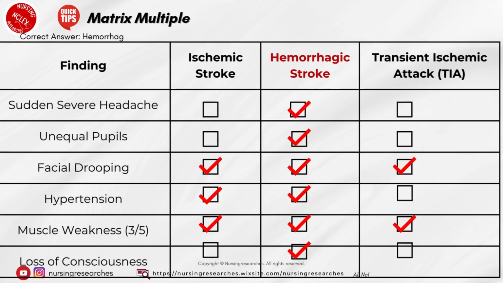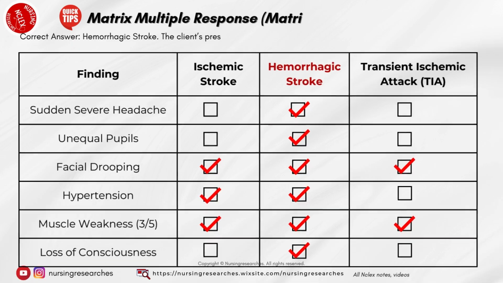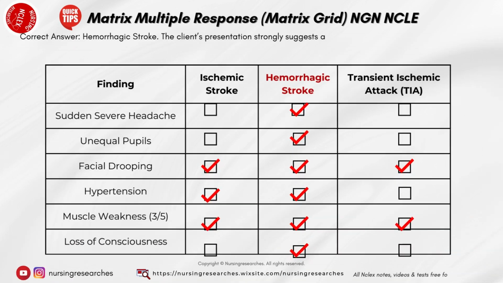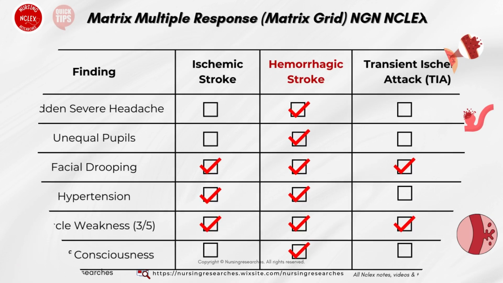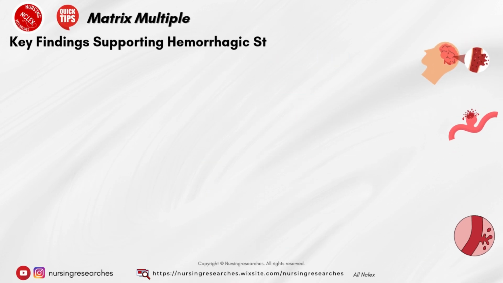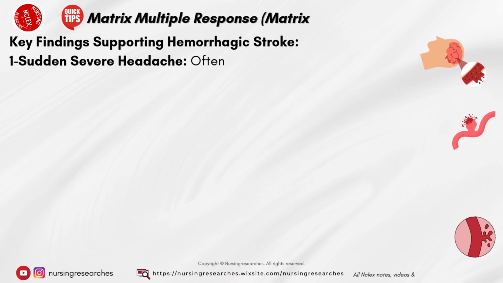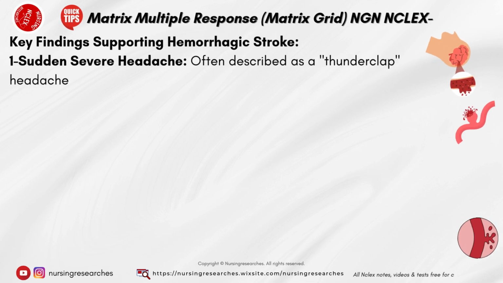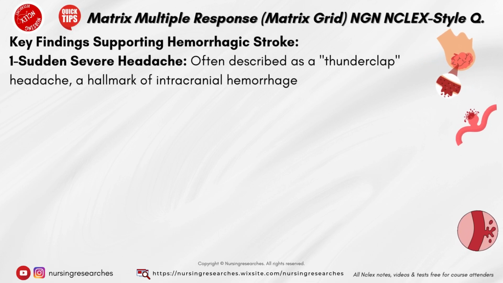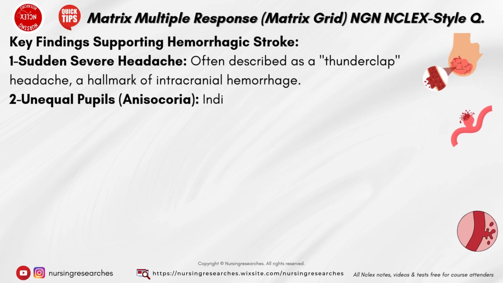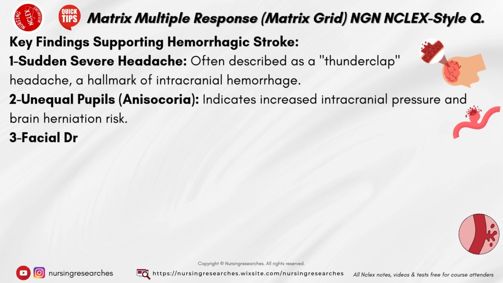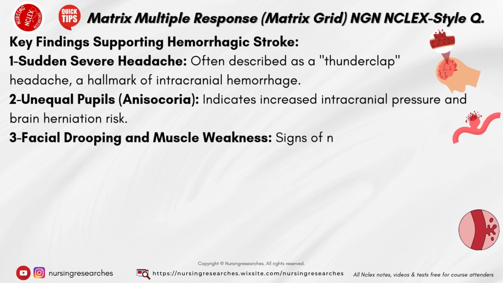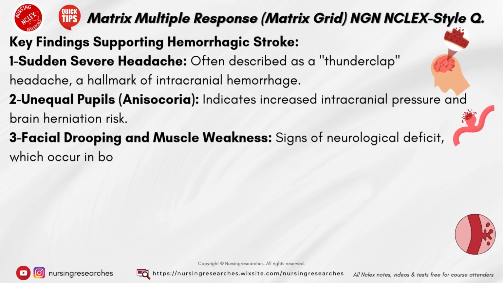Correct answer, hemorrhagic stroke. The client's presentation strongly suggests a hemorrhagic stroke due to intracranial bleeding. Key findings supporting hemorrhagic stroke: 1. Sudden severe headache, often described as a thunderclap headache, a hallmark of intracranial hemorrhage. 2. Unequal pupils, indicates increased intracranial pressure and brain herniation risk.